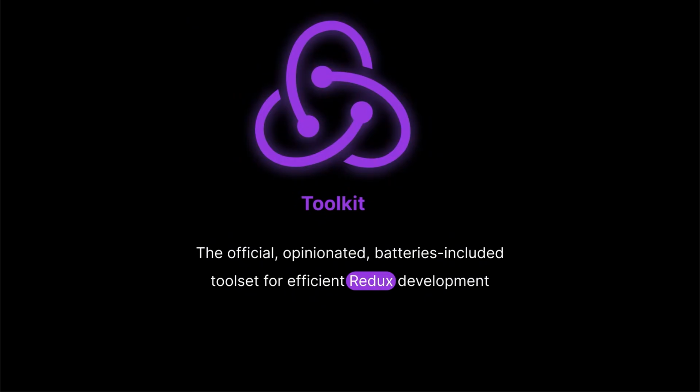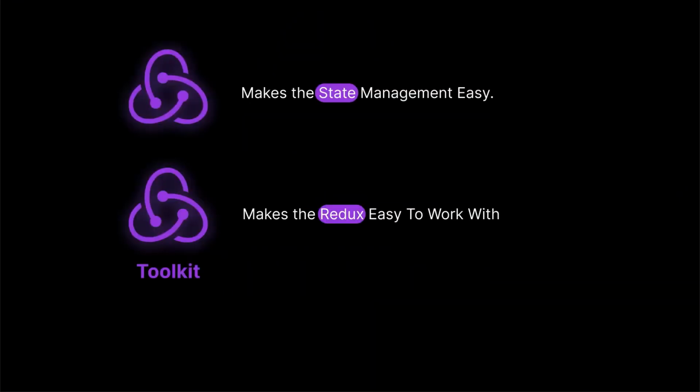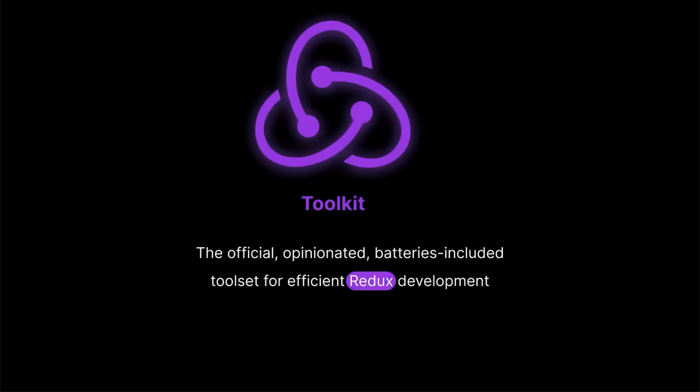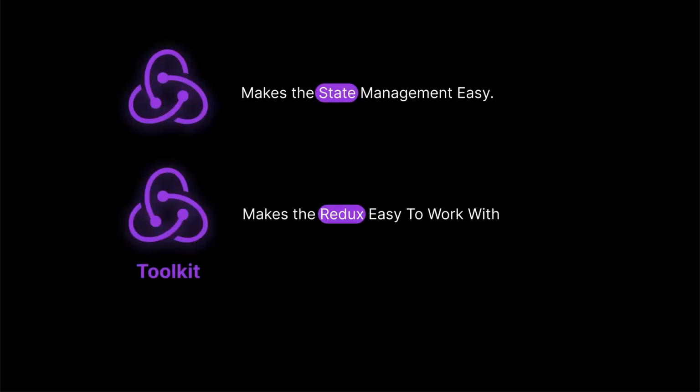Let me tell you the difference between Redux Toolkit and just Redux core. Redux core makes state management easy, but you're going to have to learn a lot of things, and you're also going to have to write a lot of boilerplate code, which is not going to be necessary now that we are using the Redux Toolkit. Redux Toolkit makes Redux development easy to work with. So that was just a quick intro to what Redux core is and what Redux Toolkit is, and the differences between them.